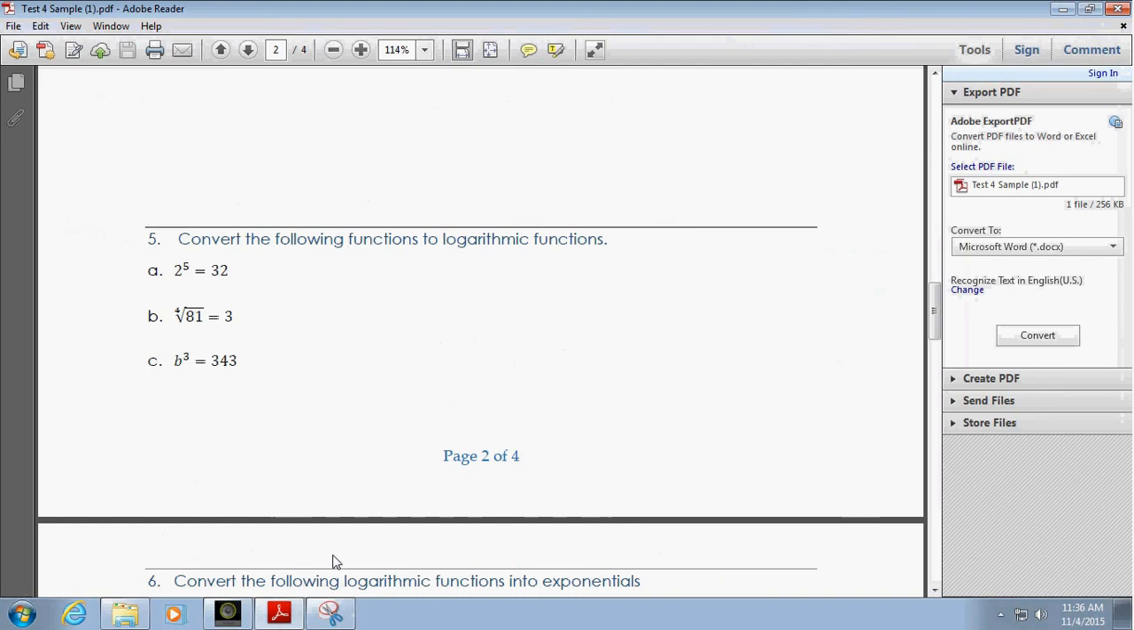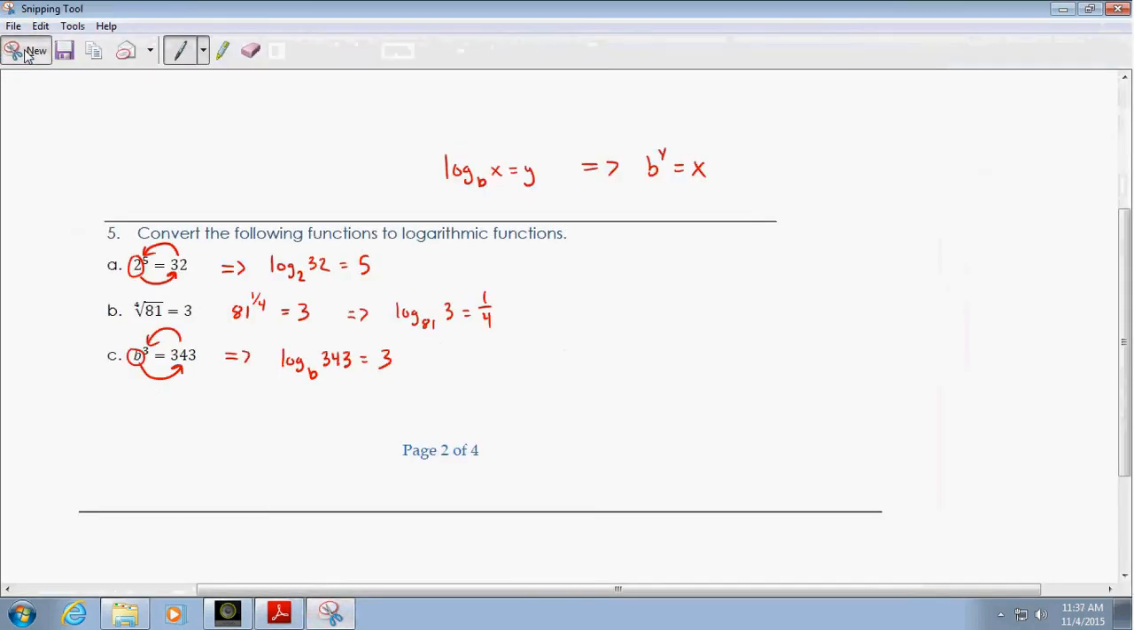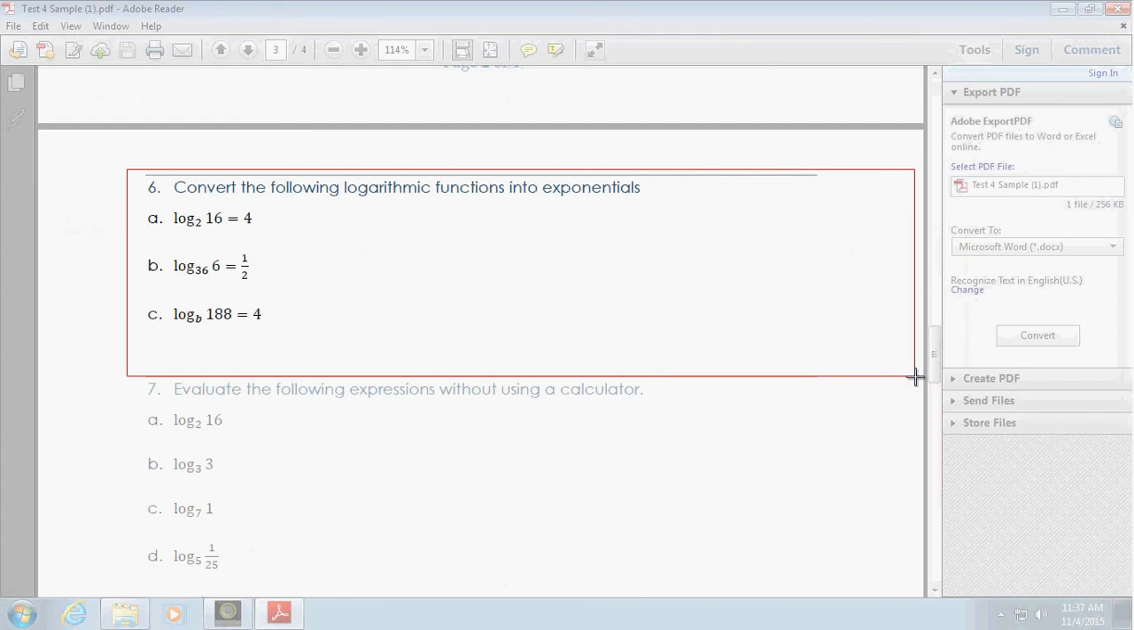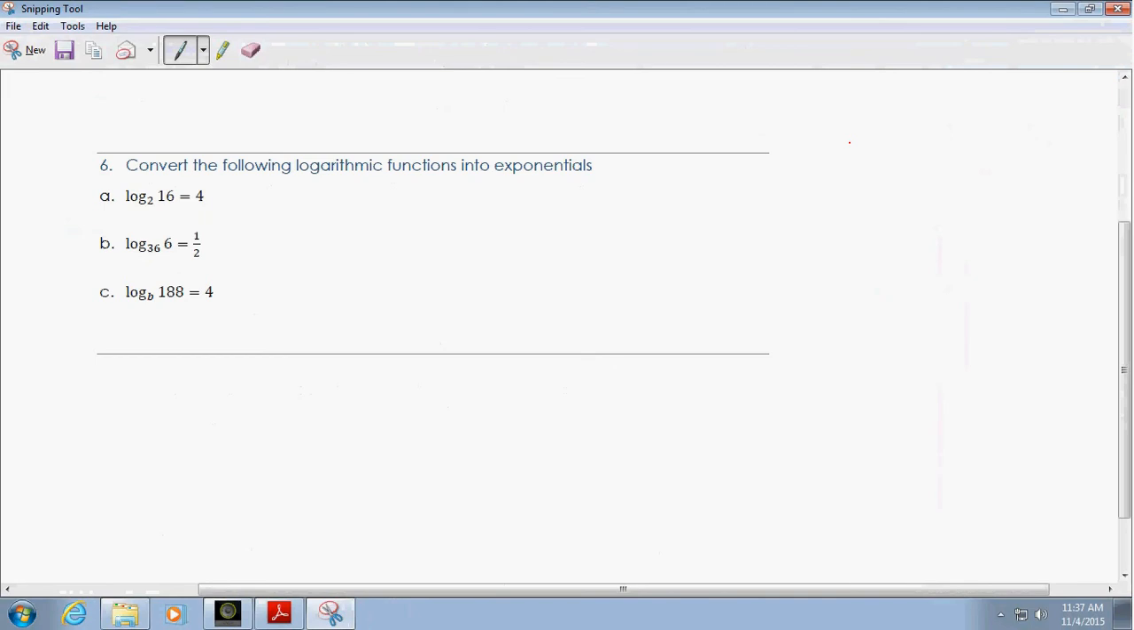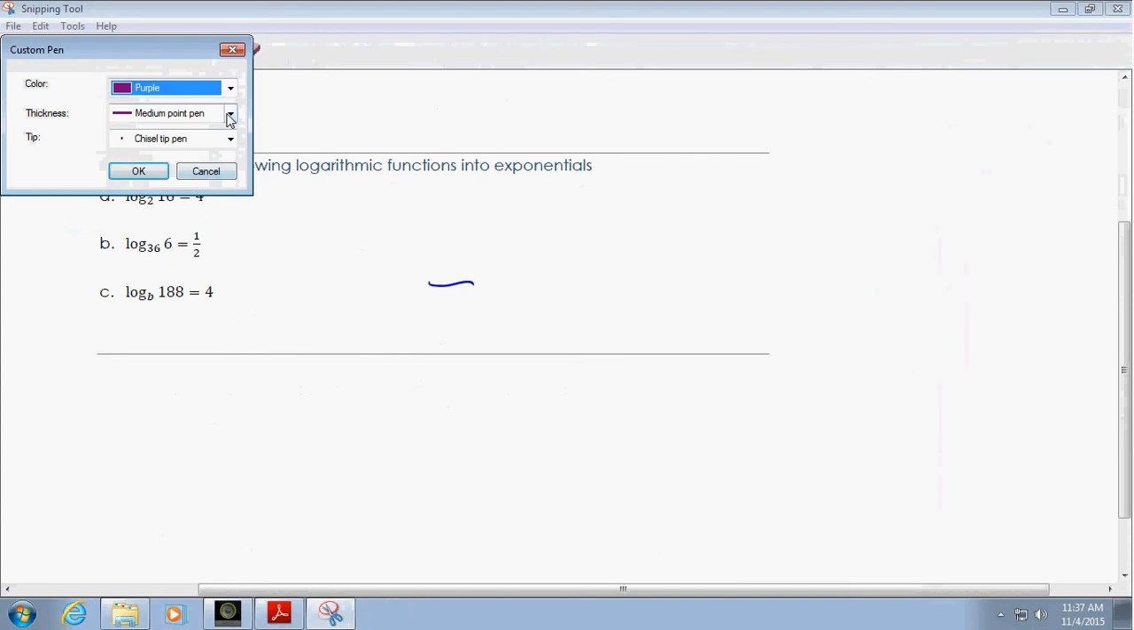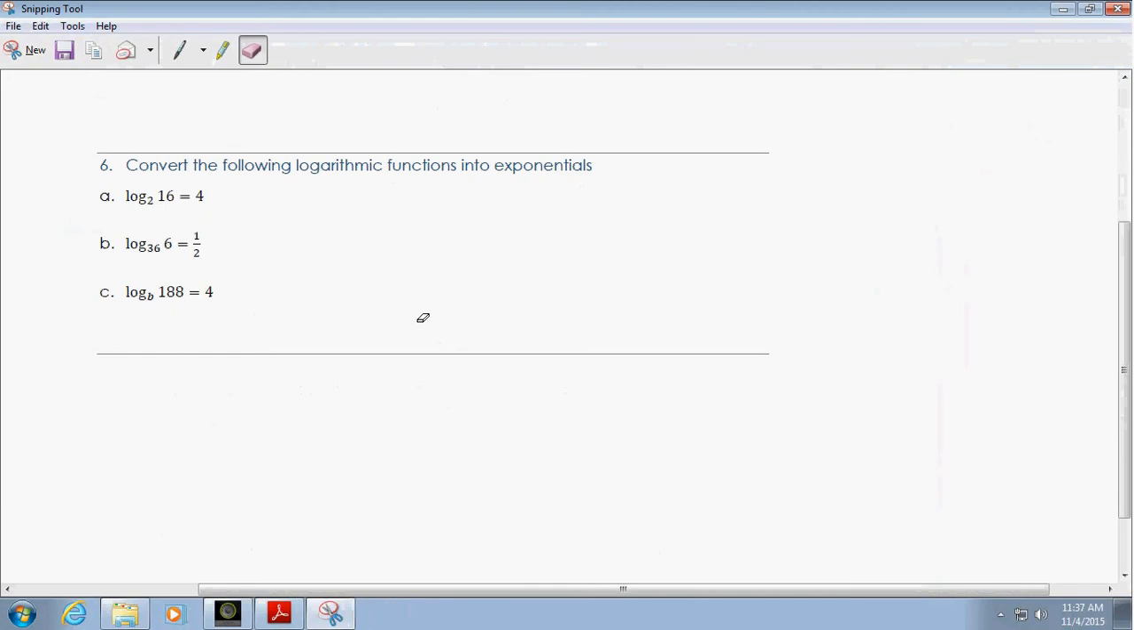All right. Yeah, this is nice. I like this. Because usually I'll snip it and then paste it into PowerPoint. So this saves a step, right? This is nice. You can do a custom pen. Customize. Let's make it purple, thick, with a round tip. Okay. Why? Because I feel like a child today. This is like crayons.